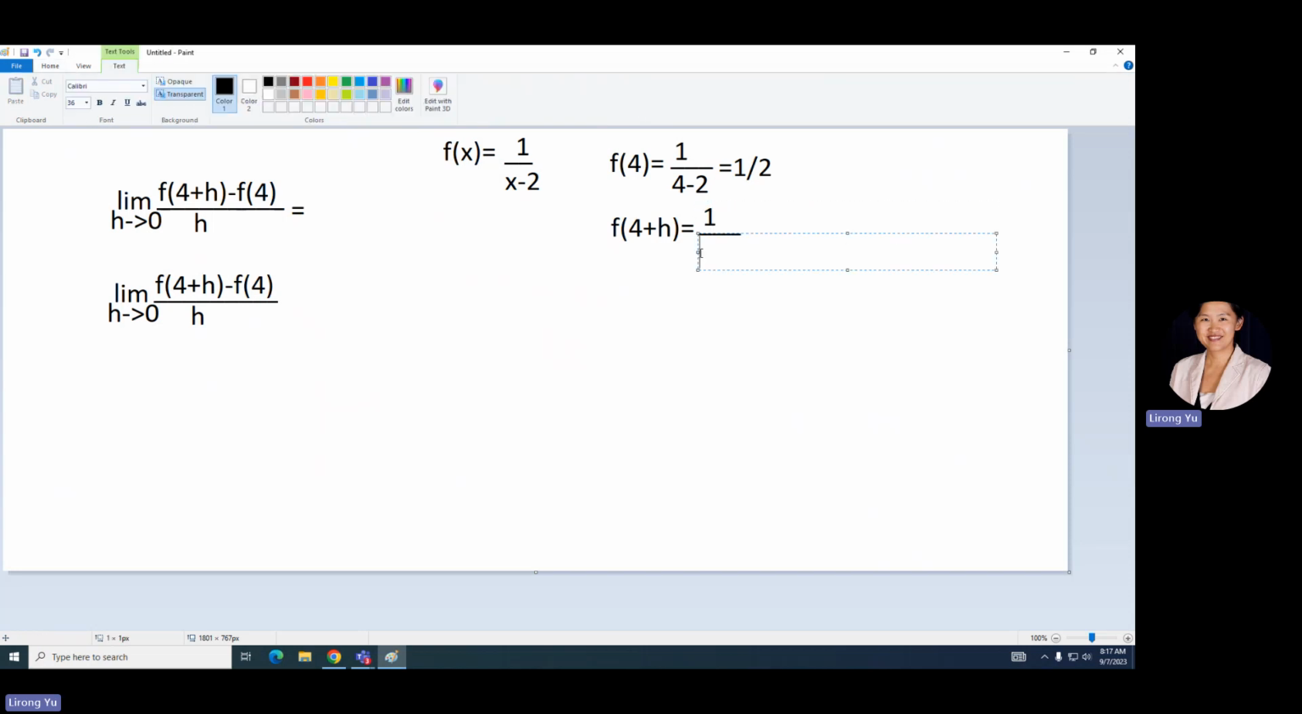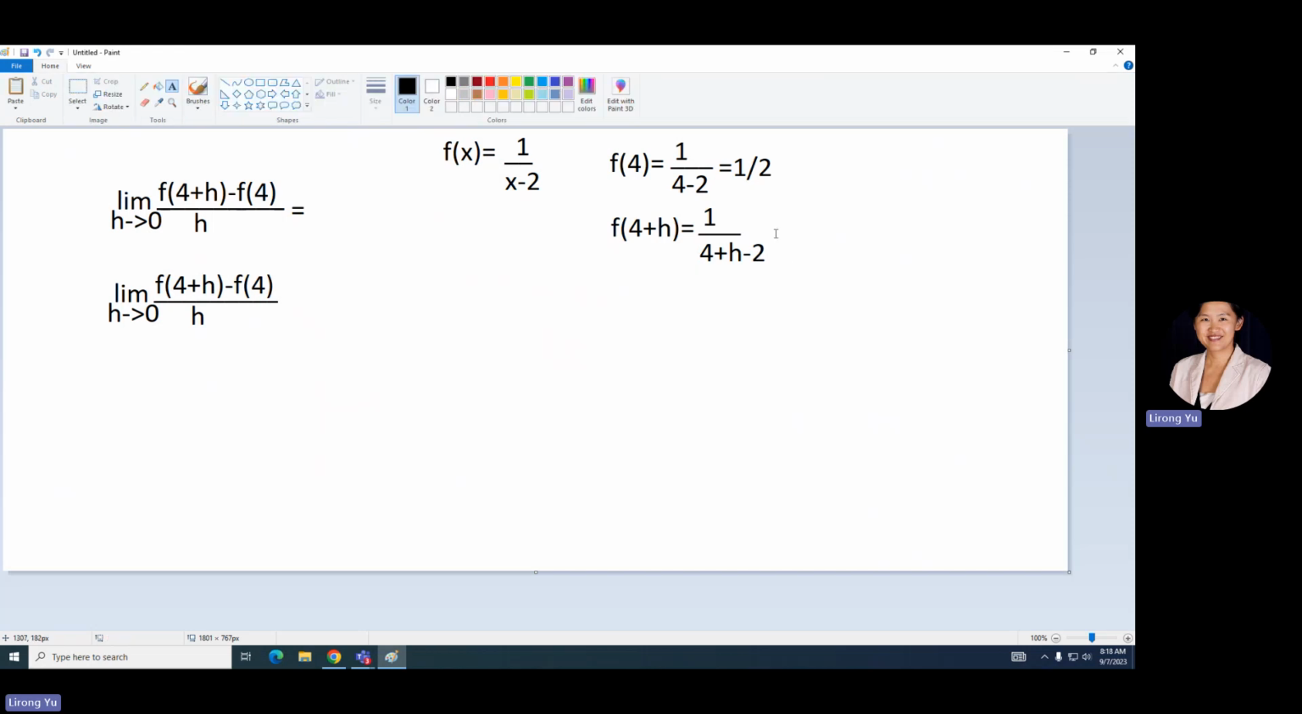So you will use the 4 plus h to replace the x. 4 plus h and 4 plus h. So the denominator will be 4 plus h replace x, but you still have the minus 2. That's how it is. It helps to simplify.